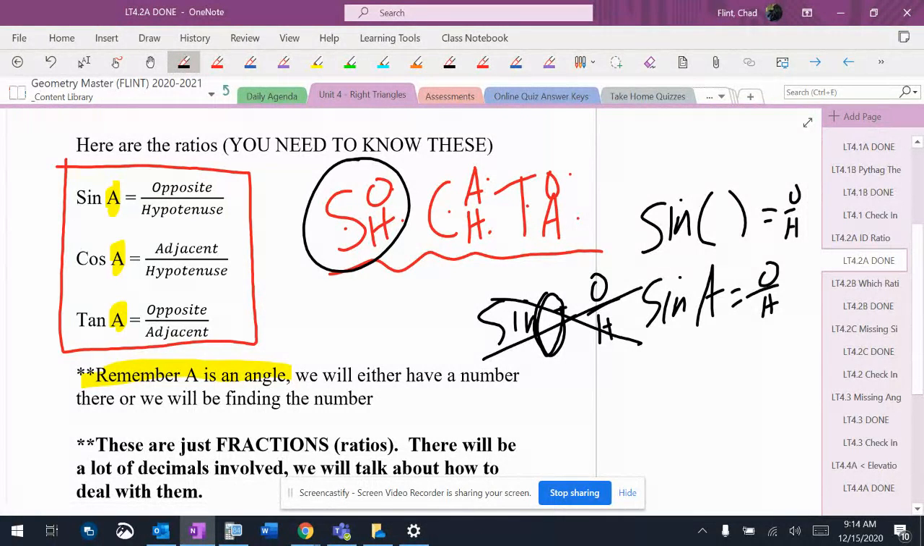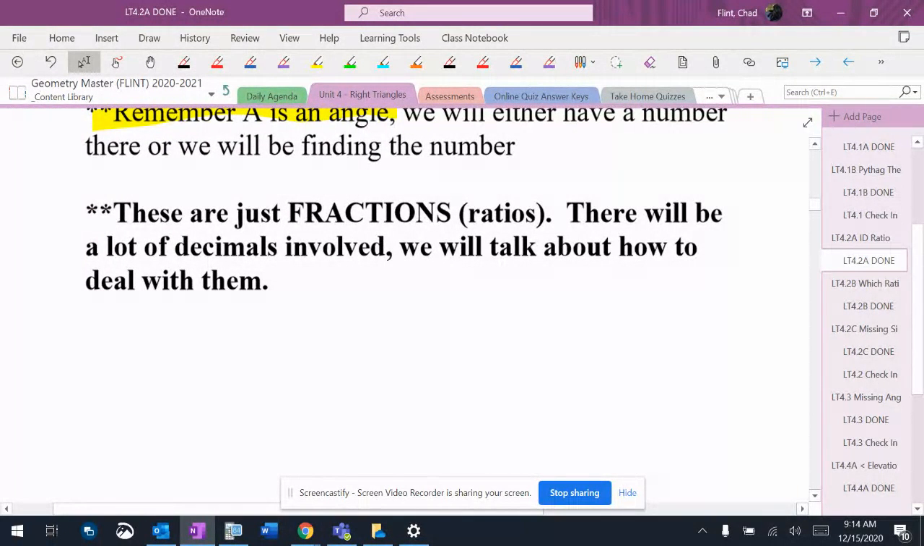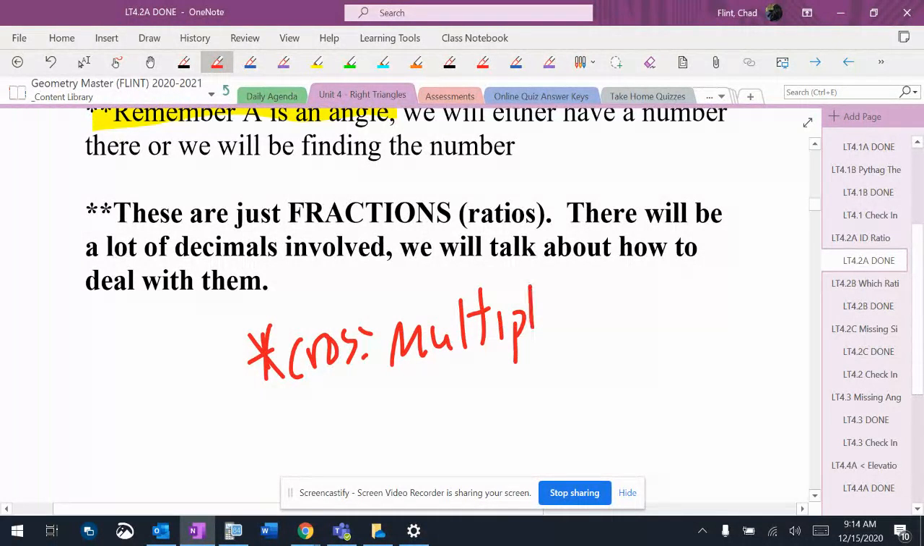Because if you don't have an angle here, then these don't work. You can't do anything for the problem. So we want to make sure that we have that. And then here's the bottom line. These are just fractions. They're ratios. We're going to cross multiply sometimes. Not all the time, but we're going to cross multiply sometimes.